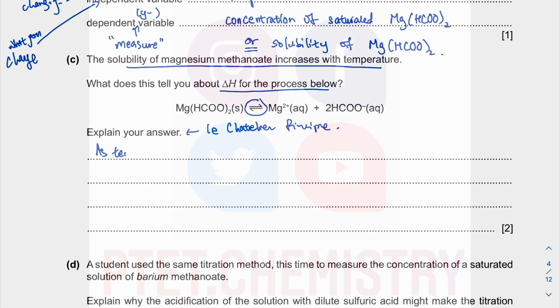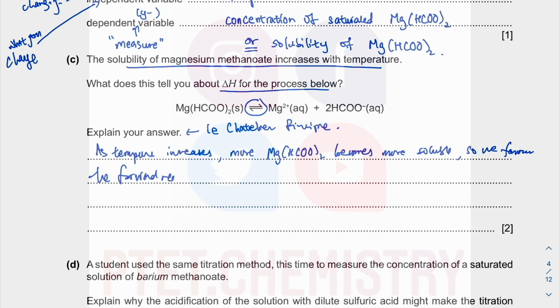So as temperature increases, I'm going to explain first because I find it easier if I think out loud first. As temperature increases, more magnesium HCl twice becomes soluble. So which side of the equilibrium are we favoring? We favor the forward reaction, meaning more of it dissociates to the right hand side. So the equilibrium shifts to the right. When the equilibrium shifts to the right, you get more of them dissolving. That's what it's saying. The solubility increases, you get more of them dissolving at higher temperature.